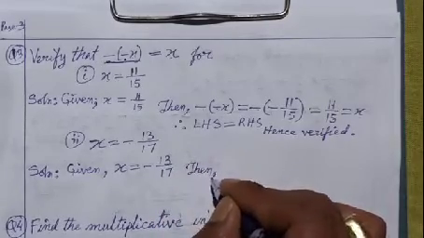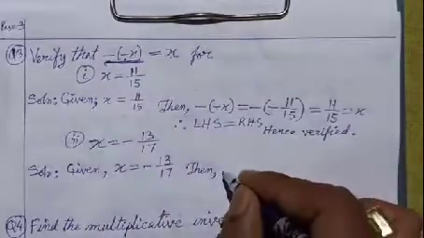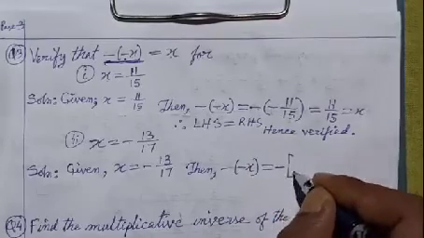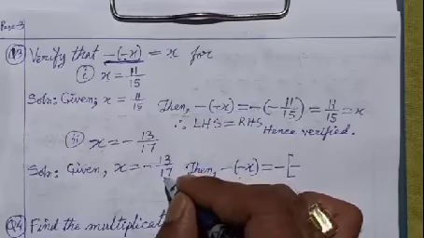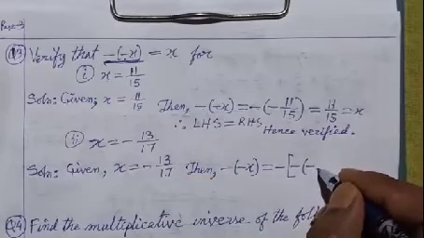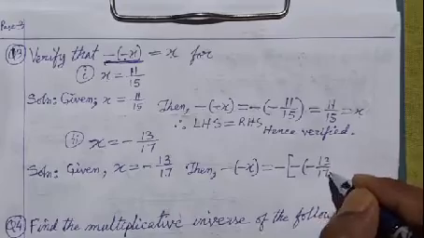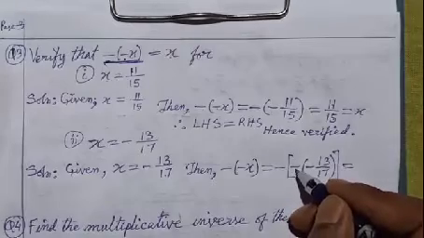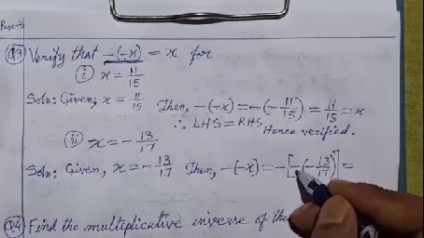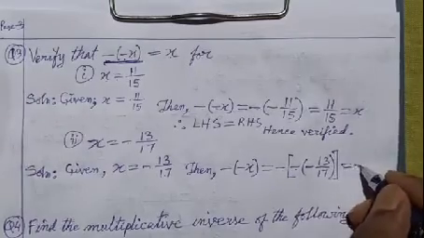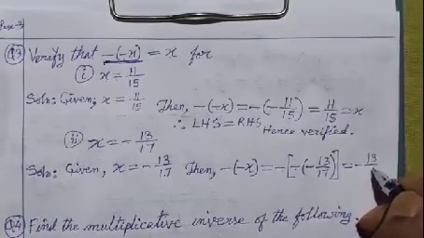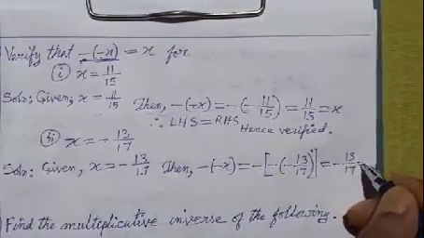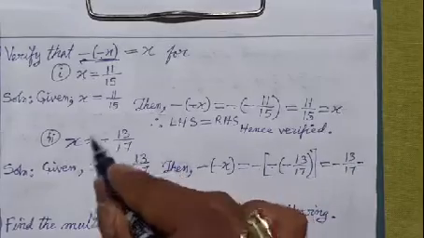Then take the left hand side. Minus x is equal to minus, x value is minus 13 by 17. So again minus 13 by 17. Here this minus and this minus are multiplied, then the sign is plus, and this plus sign will multiply this minus, then we are getting minus 13 by 17, and this is equal to minus 13 by 17, which is equal to x.